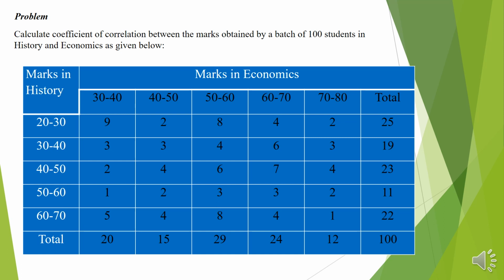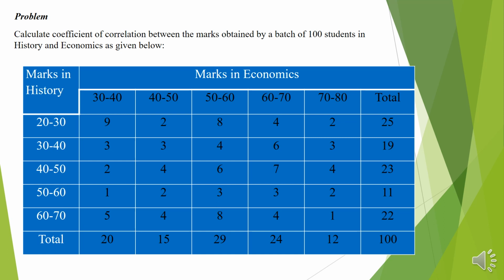Similarly, in history 30 to 40, there are 3 students who have also scored 30 to 40 in economics. Then 30 to 40 in history but 40 to 50 in economics, there are 3. Again, 30 to 40 in history but 50 to 60 in economics, there are 4 students. Then 30 to 40 in history but 60 to 70 in economics, there are 6 students. Then 30 to 40 in history and 70 to 80 in economics, there are 3 students. Therefore, in history 30 to 40, there are 19 students.